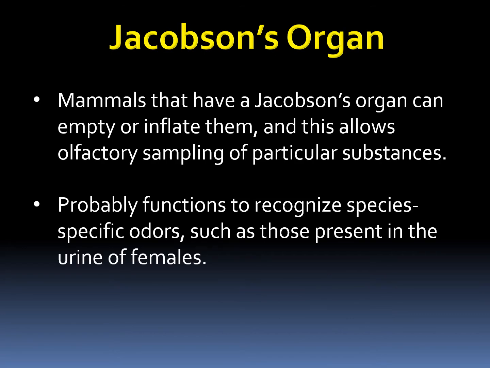So mammals that have a Jacobson's organ can empty or inflate them, and this allows olfactory sampling of particular substances, right? And it probably functions to recognize species-specific odors, such as those present in the urine of females, right? Because in a lot of mammalian species, during mating time, females will have certain hormones in their urine, and that's what actually tracks males. Particularly if we have a local example, that's how it works in deer.